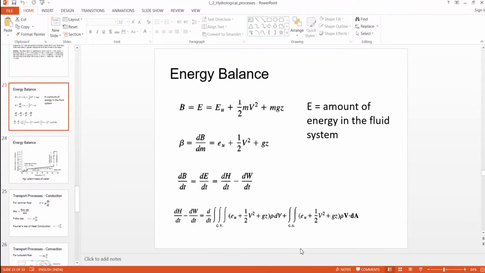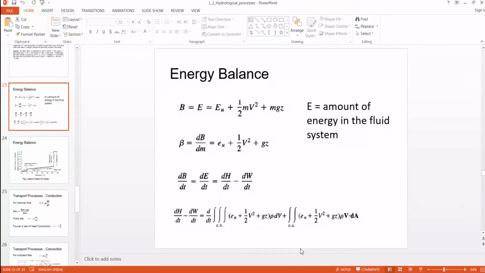So yesterday I taught you the Reynolds transport theorem, and how to apply it for the continuity equation and momentum equation. But we can also apply this Reynolds transport theorem for the energy equation. In this case, the extensive property, capital E, is nothing but the amount of energy in the fluid system.